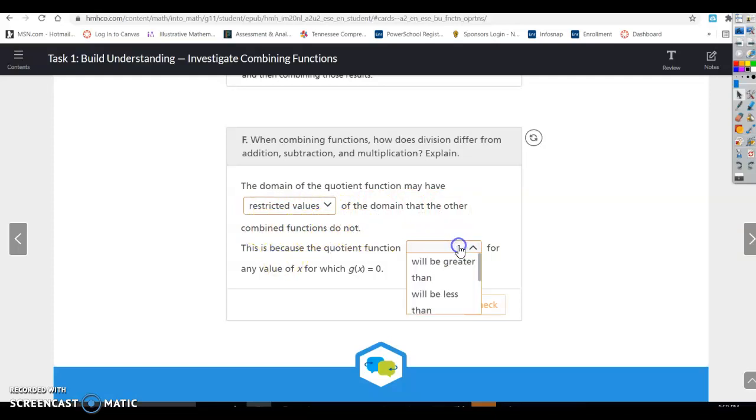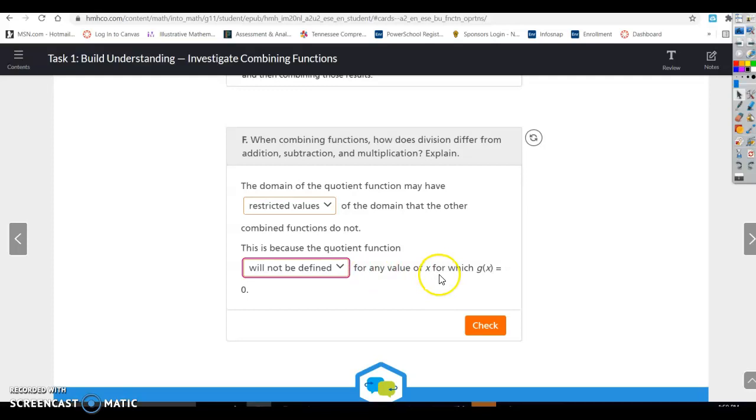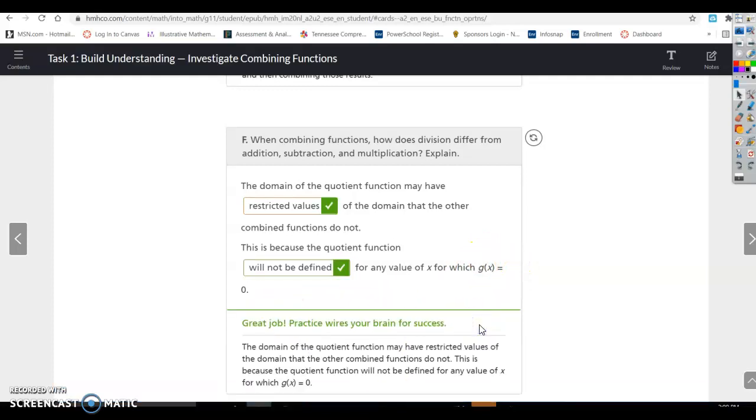This is because the quotient function will not be defined for any value of x for g of x equals 0. So remember it was f of x divided by g of x. G of x would be the denominator. So your denominator cannot be 0. So that's what that's saying right there. All right, so that's task 1. If you have any questions, let me know.